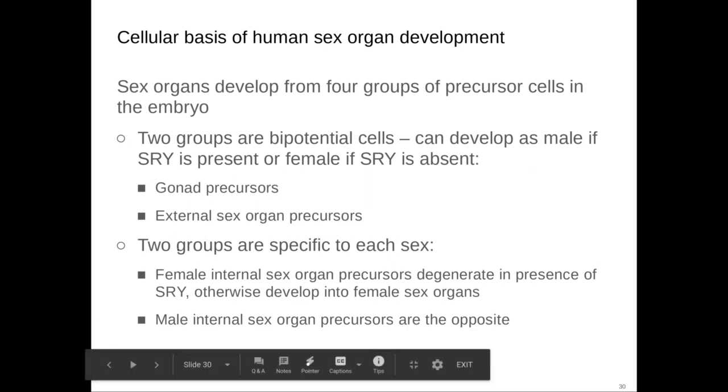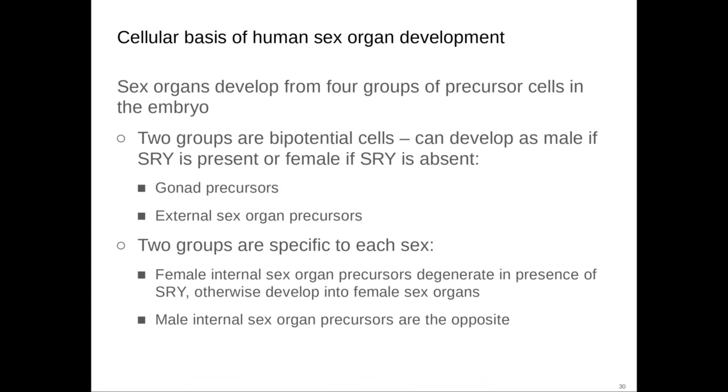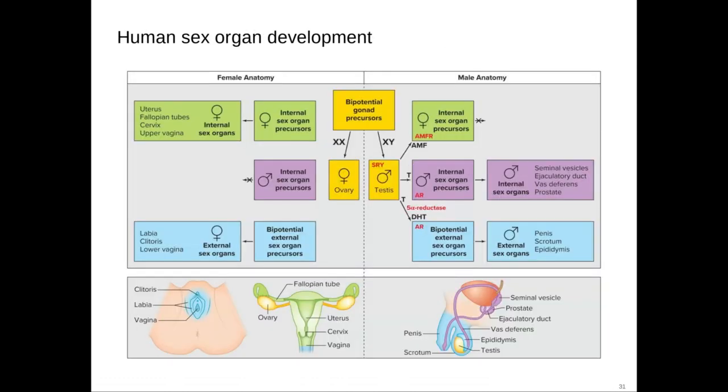And the two groups themselves are specific to each sex. So female internal sex organ precursors degenerate in the presence of SRY. Otherwise, they will develop into female sexual organs. Male internal sexual organ precursors are the opposite. So simply just reverse that exact statement I just said. So again, very similar developmental trajectory, flick of the switch, which is why you can have an XX male or an XY female, because again, it's all about that flick of the switch of that SRY region.